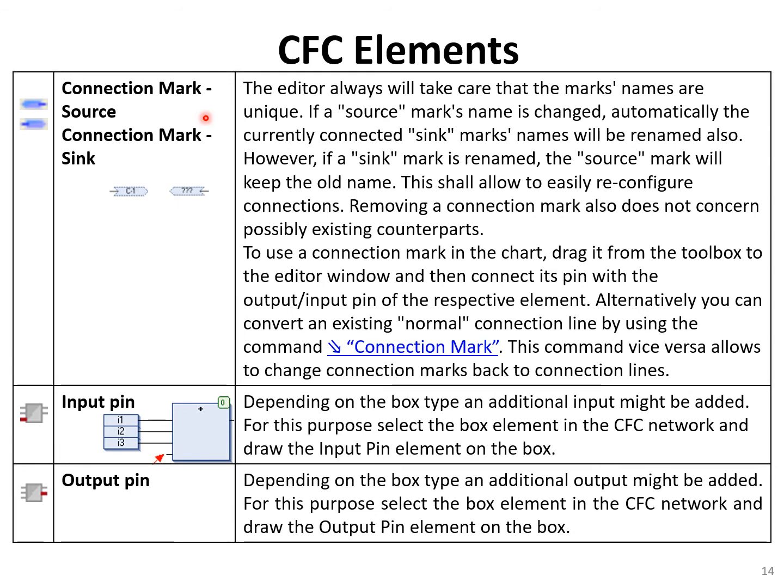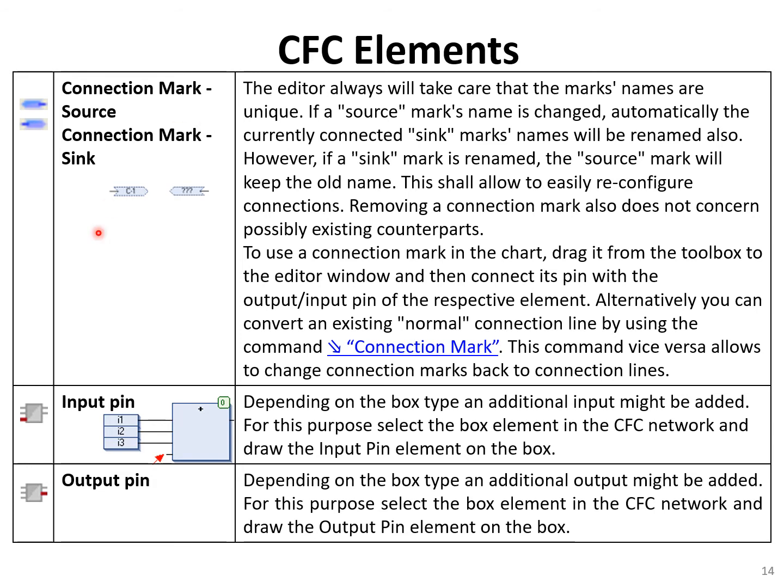Alternatively, you can convert an existing normal connection line by using the command connection mark, right-clicking and choosing this connection mark. This command, vice versa, allows to change connection marks back to connection line. So you've done this before, and you could also revert it back to the connection line by doing a similar action.